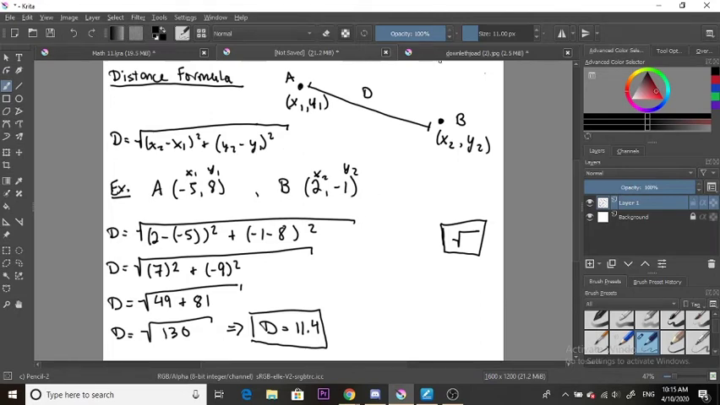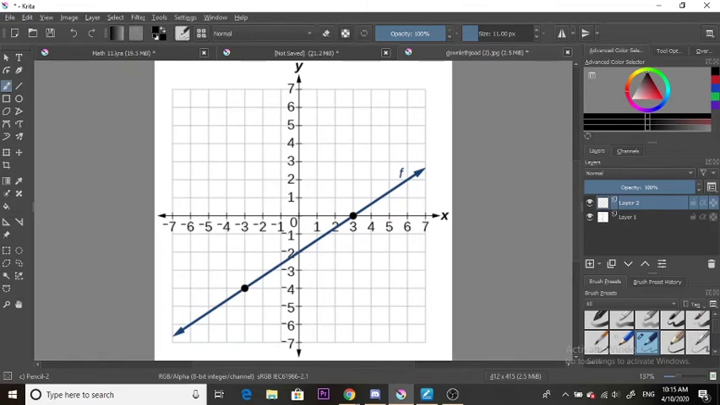Now let's take a look at a graph. So let's reduce the size of this here. So this is our first point. So we have coordinates of -3 and -4. And this is our second point. So this is 3 and 0. Let's label that x1, y1, and this is x2, y2.